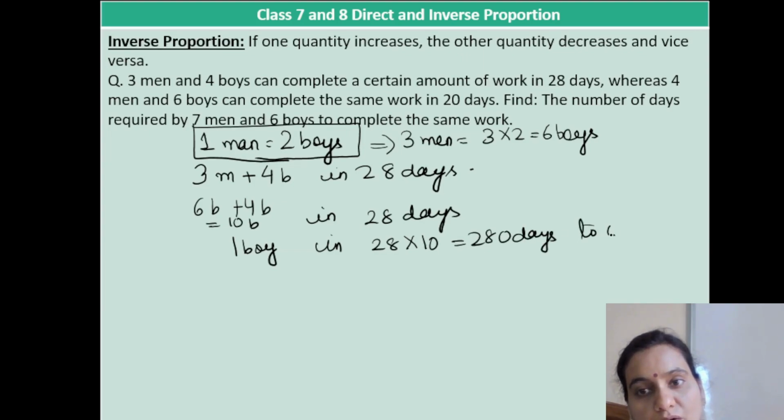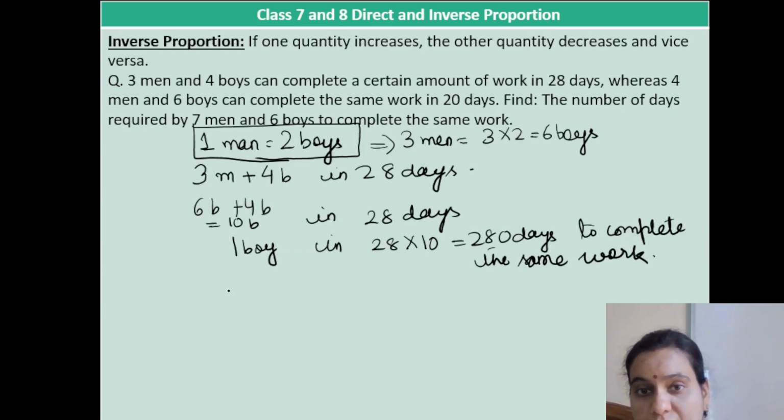There is no doubt about this because we have solved similar questions before. So I hope this is clear right now. One boy can complete the same work in 280 days, right? 10 boys can complete the same work in 28 days, so one boy will take more number of days. Can one boy do 10 boys' work in less number of days? Definitely he'll take more than 28 days. So we multiply 28 into 10, it becomes 280 days. So one boy takes 280 days to complete the work.